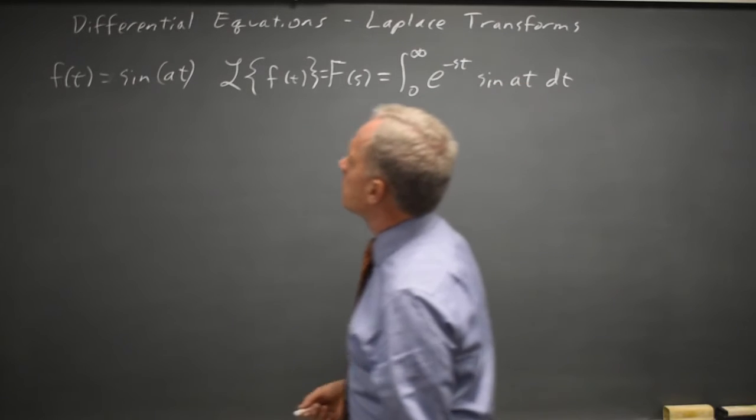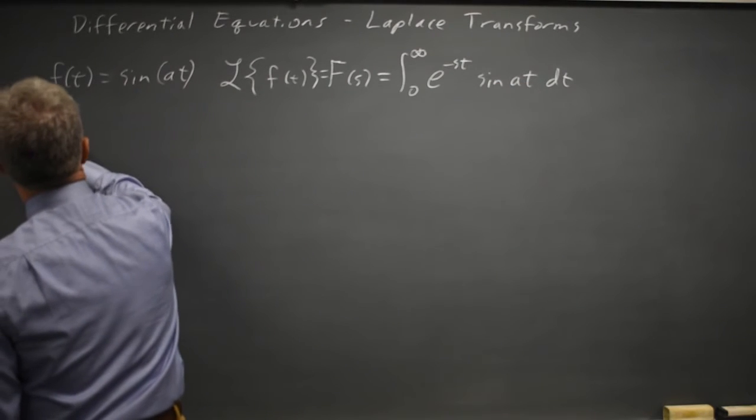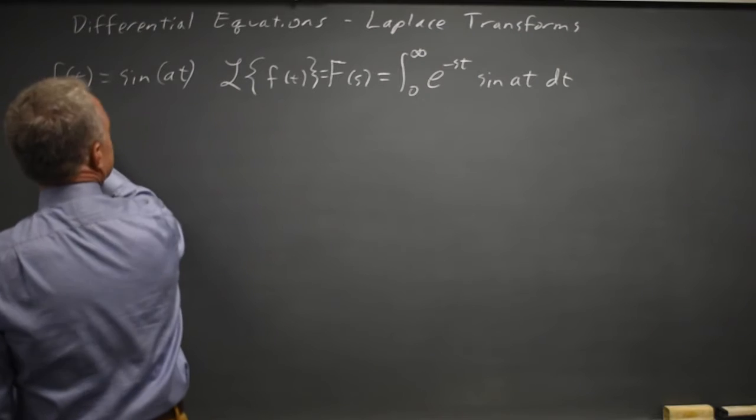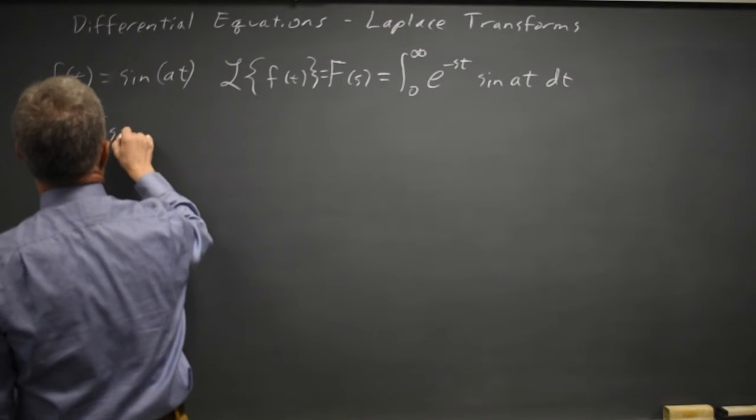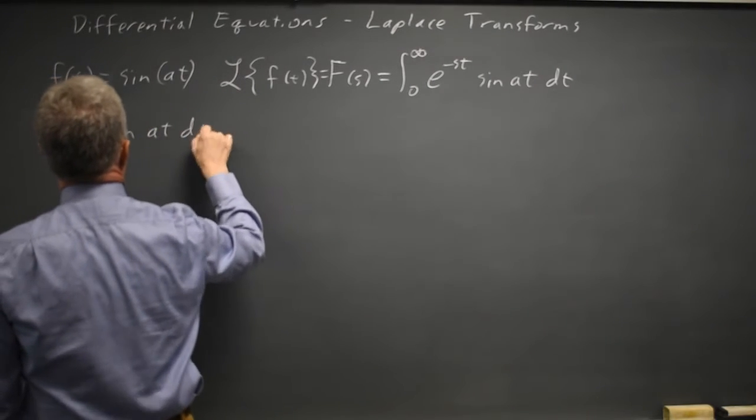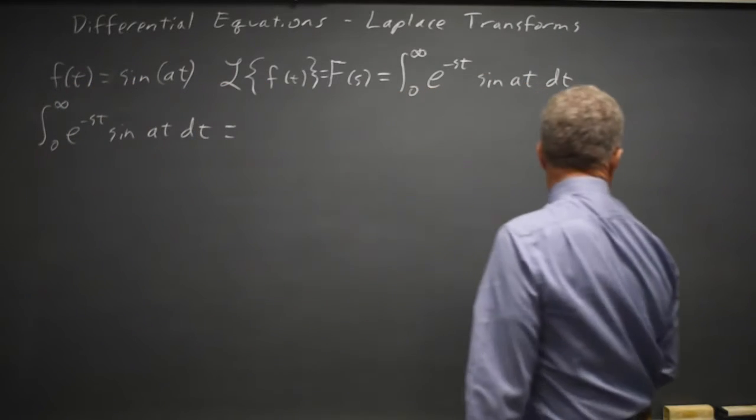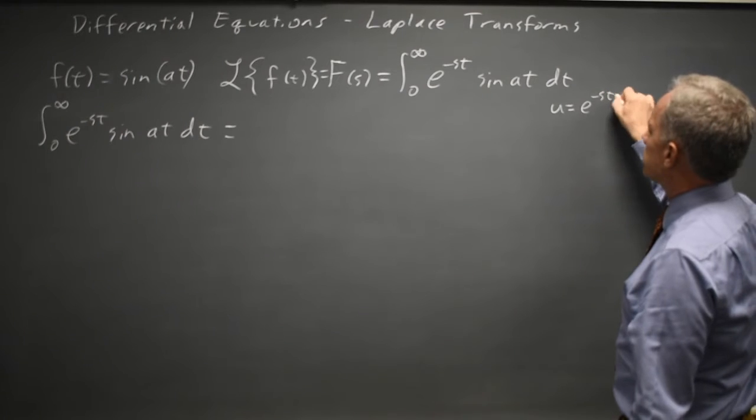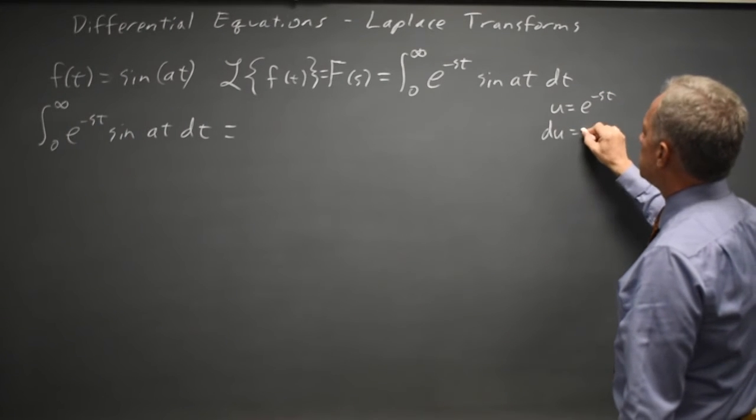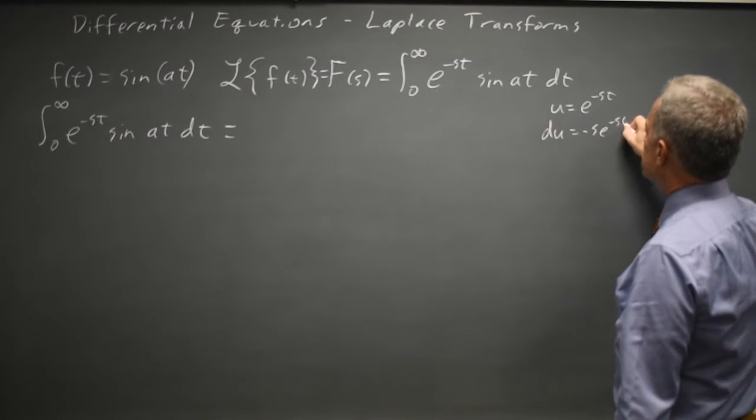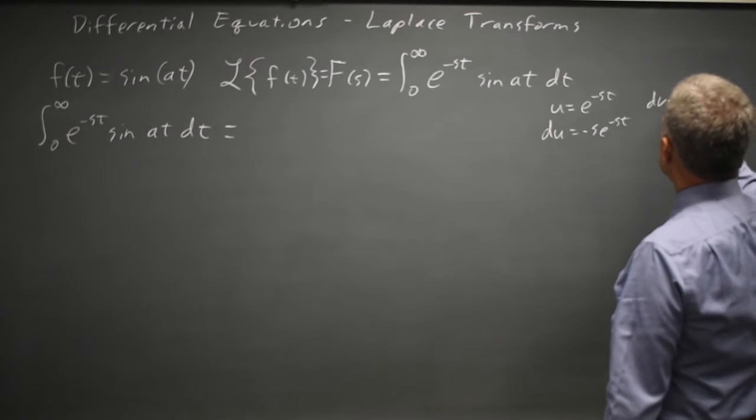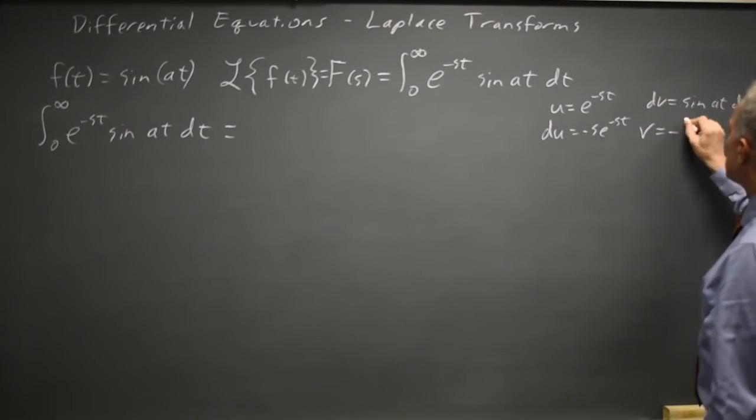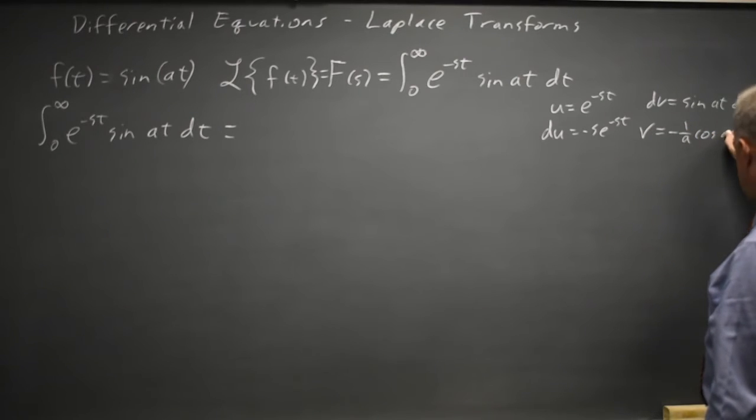This is going to be integration by parts. So I'm going to, for simplicity, ignore the limits of integration. No, I'm not. I'll be formal. And my parts will be u equals the exponential, du equals negative s e to the negative st, dv is the trig function, sine at, and v is negative 1 over a cosine at.